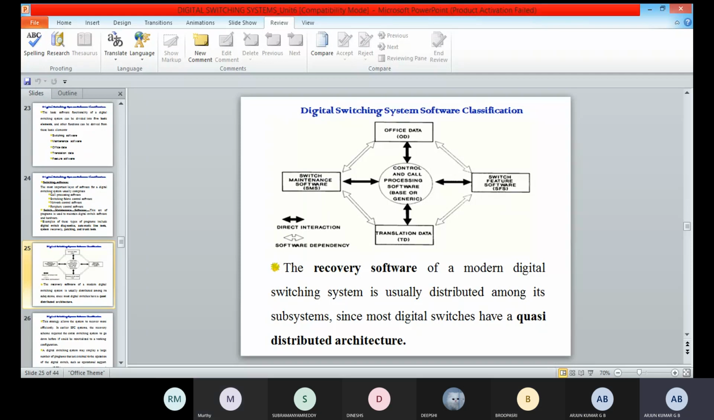Sir, we are not able to log in through Teams, sir. Yes, today I will rectify that issue. I will send the details to management, and they will rectify it. Once it is rectified, I will inform you. Okay, sir.